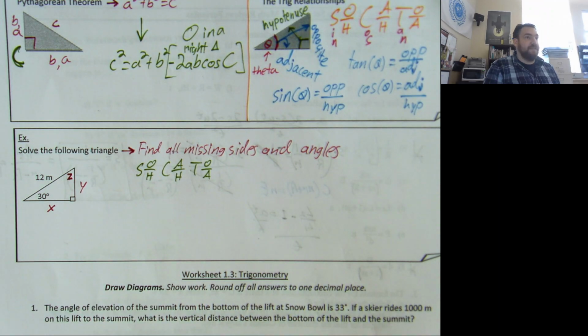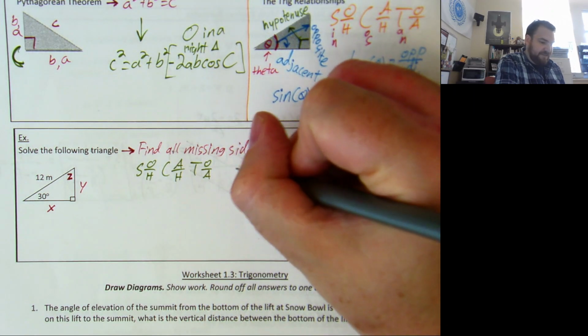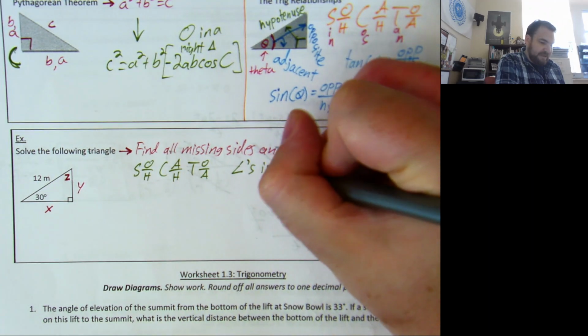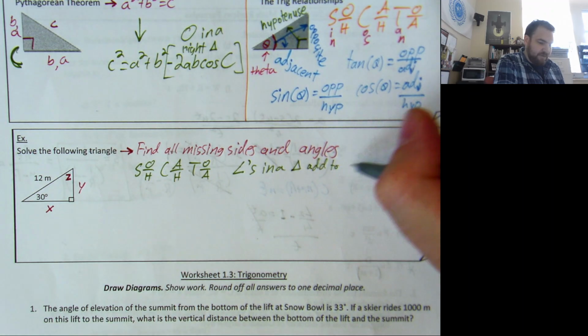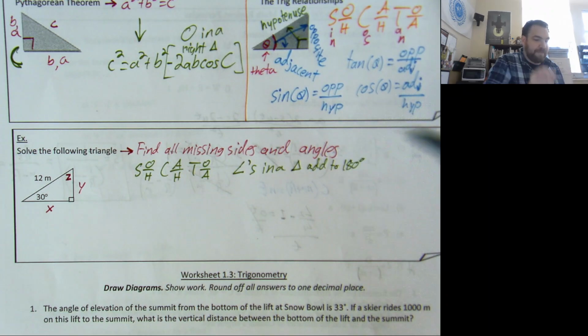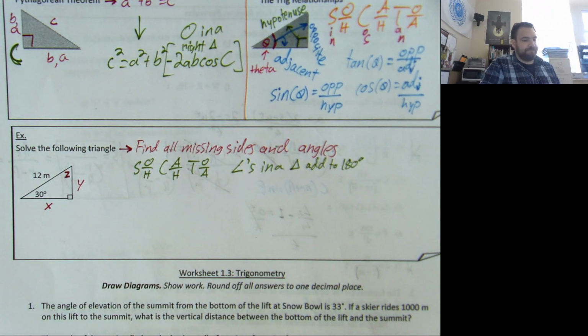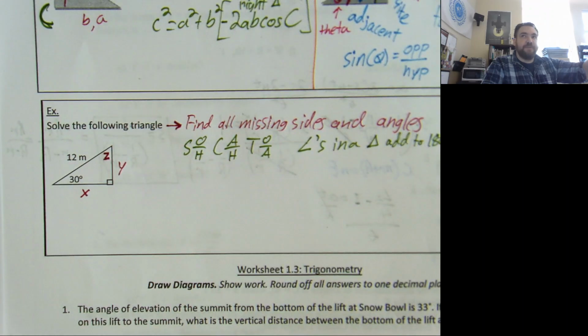There's one more piece of information that is useful from time to time. What is true about angles in a triangle? Added up, it's 180 degrees. Yes. So angles in a triangle add to 180 degrees. That's just always true. So, let's do this. Here's one way that you go about solving this particular triangle.